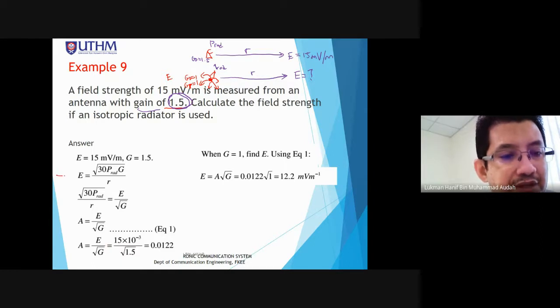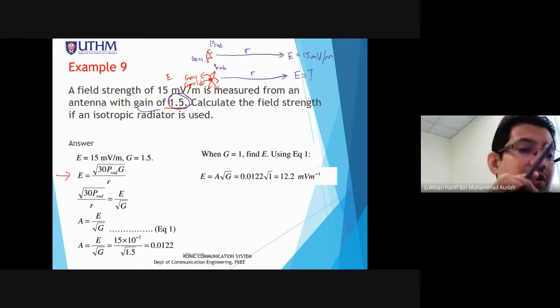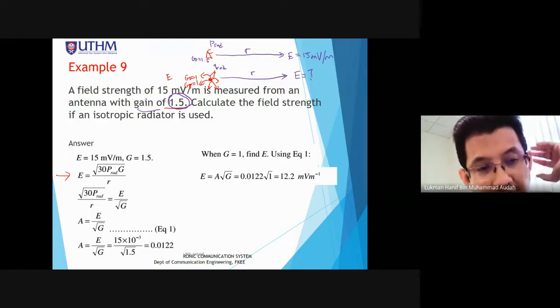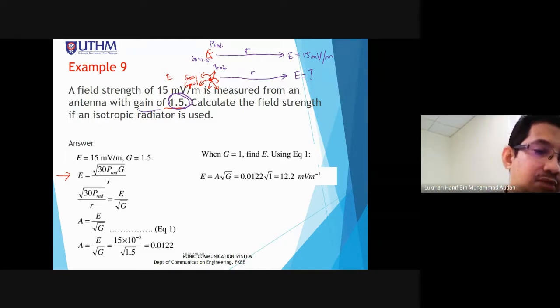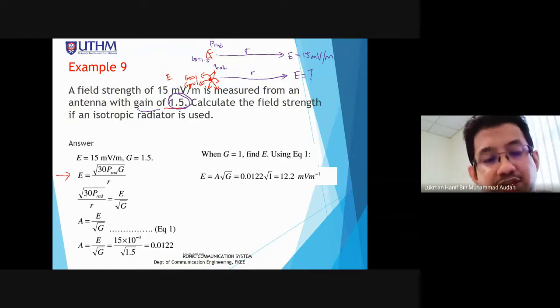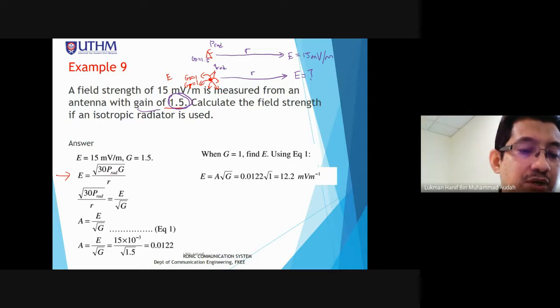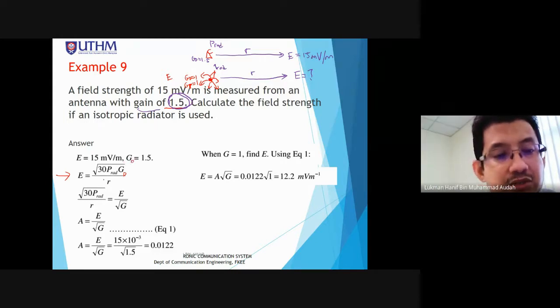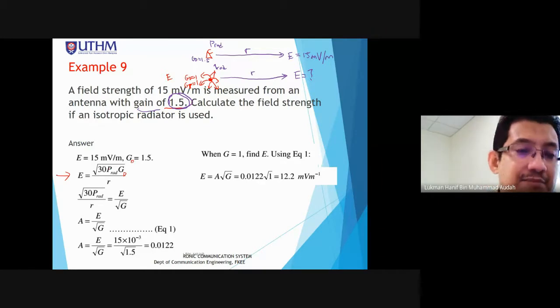So E field is given, we know that E field is equal to square root of 30 times P radiation multiplied with gain. Okay, so sebenarnya P times G ni boleh juga P input darabkan dengan GP. Dalam kes ini dia menggunakan P radiation multiplied with the GD. So ini sebenarnya merujuk kepada GD. Tak kisah, ini sebenarnya adalah EIRP. So P times G, remember dia adalah EIRP.